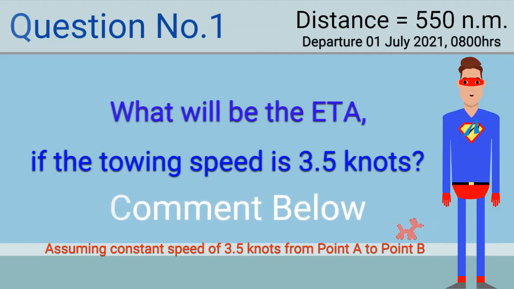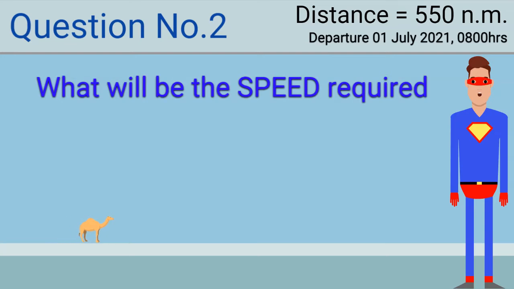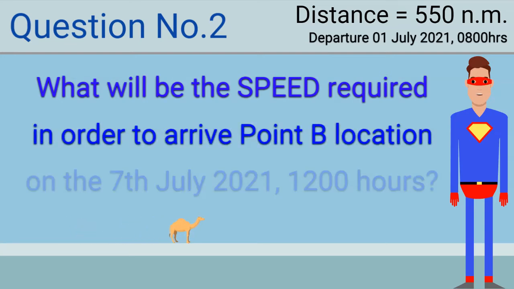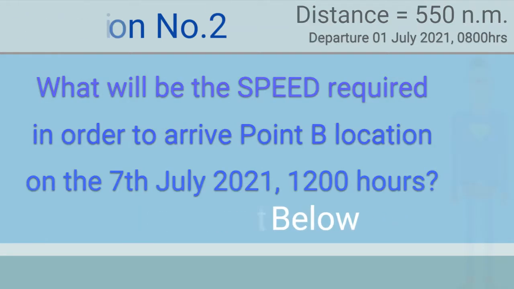I hope you will get the right answer. Question number 2, what will be the speed required, in order to arrive point B location on the 7th of July 2021, 1200 hours? Please comment below for question number 2.